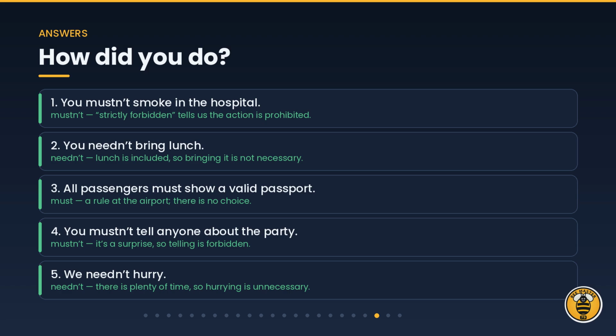Here are the answers. 1. You mustn't smoke in the hospital. Strictly forbidden. That is prohibition. 2. You needn't bring lunch. Lunch is included, so bringing it is not necessary. 3. All passengers must show a valid passport. An airport rule. There is no choice. 4. You mustn't tell anyone about the party. It's a surprise, so telling is forbidden. 5. We needn't hurry. There is plenty of time. Hurrying is unnecessary.